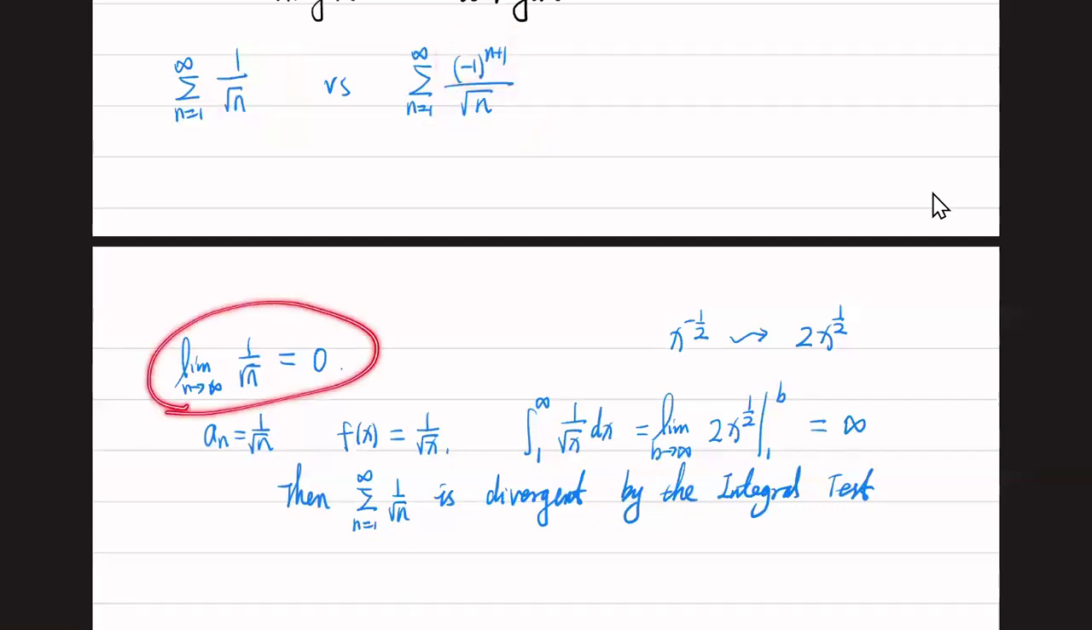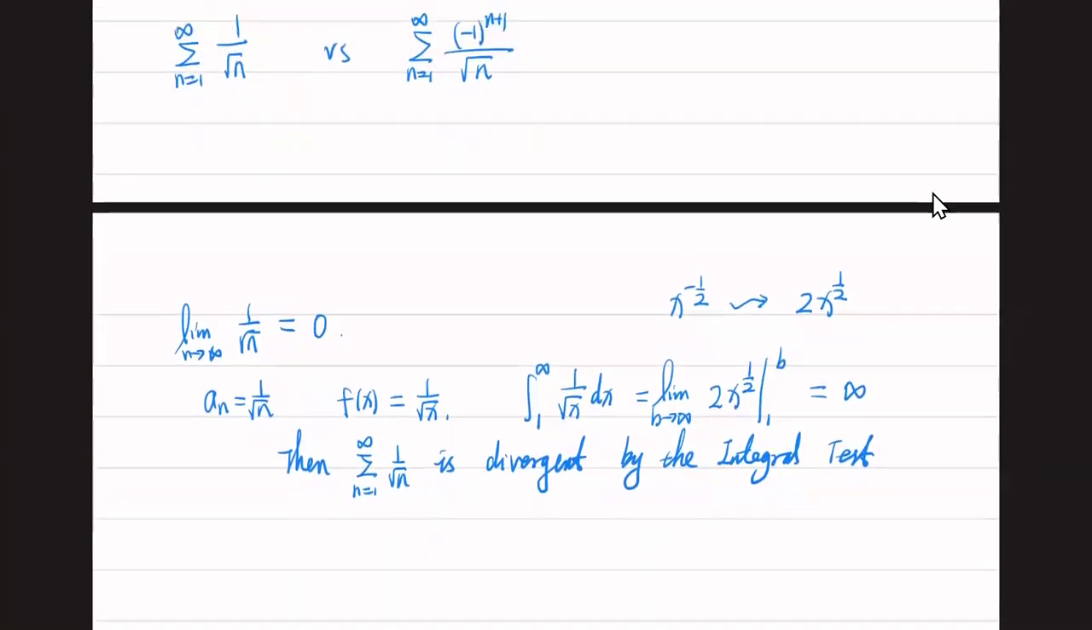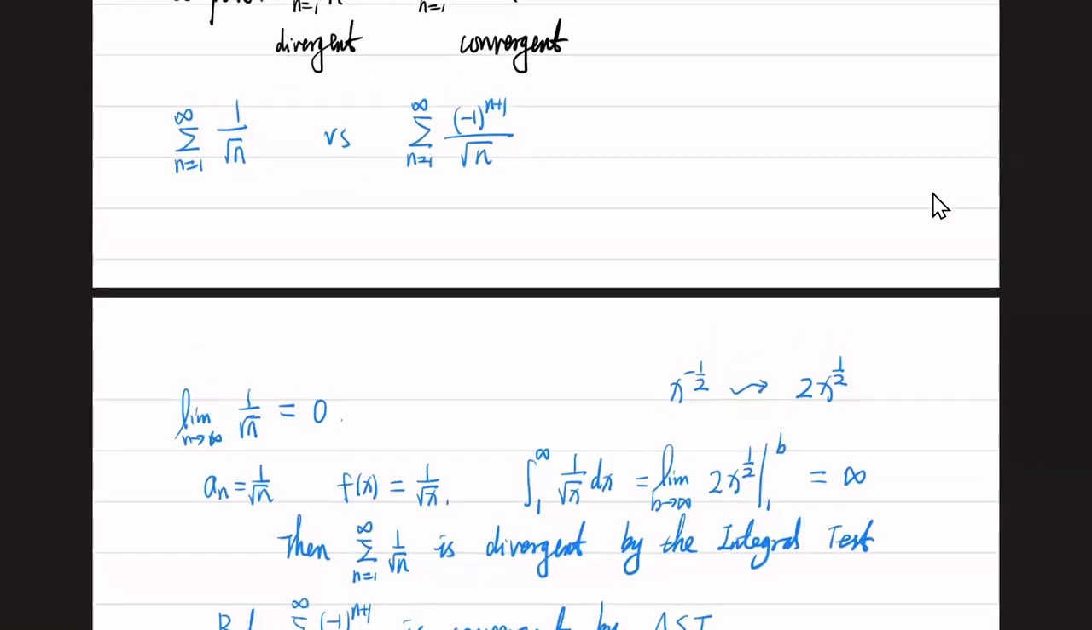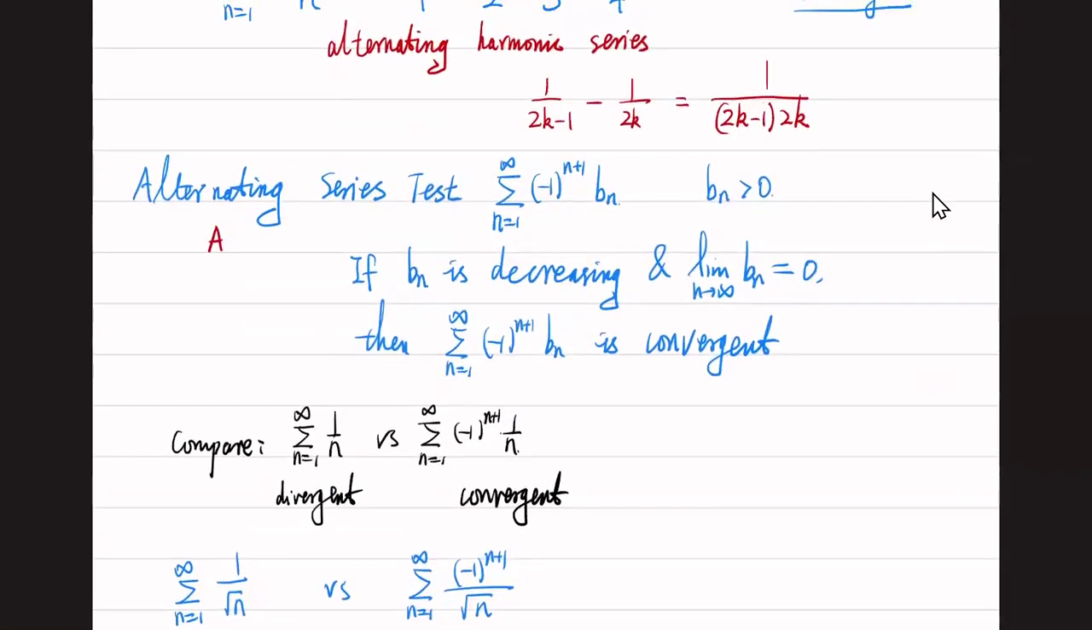The limit is 0. So by the alternating series test, I'm going to use AST for short. So it's alternating series test, AST.